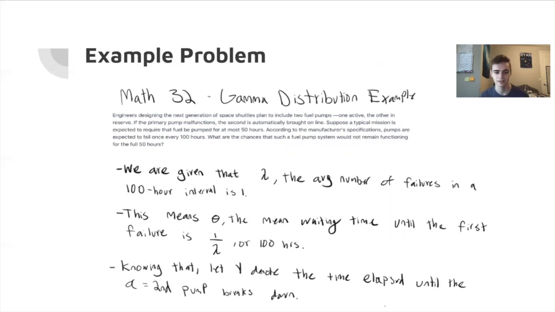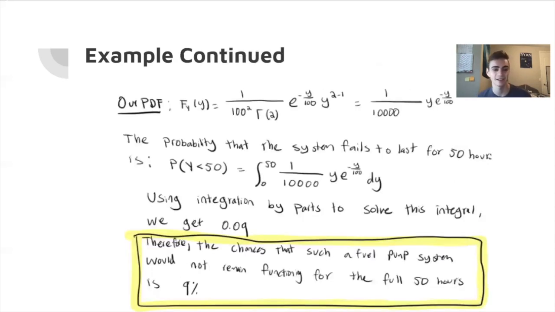We are given that lambda, the average number of failures in a 100-hour interval, is 1. This means that theta, the mean waiting time until the first failure, is 1 over lambda, or 100 hours. Knowing that, let y denote the time elapsed until the second pump breaks down, so alpha equals 2. Our PDF is 1 over 100 squared times gamma of 2, e to the negative y over 100 times y to the 2 minus 1. We can simplify that a little bit and we get this.